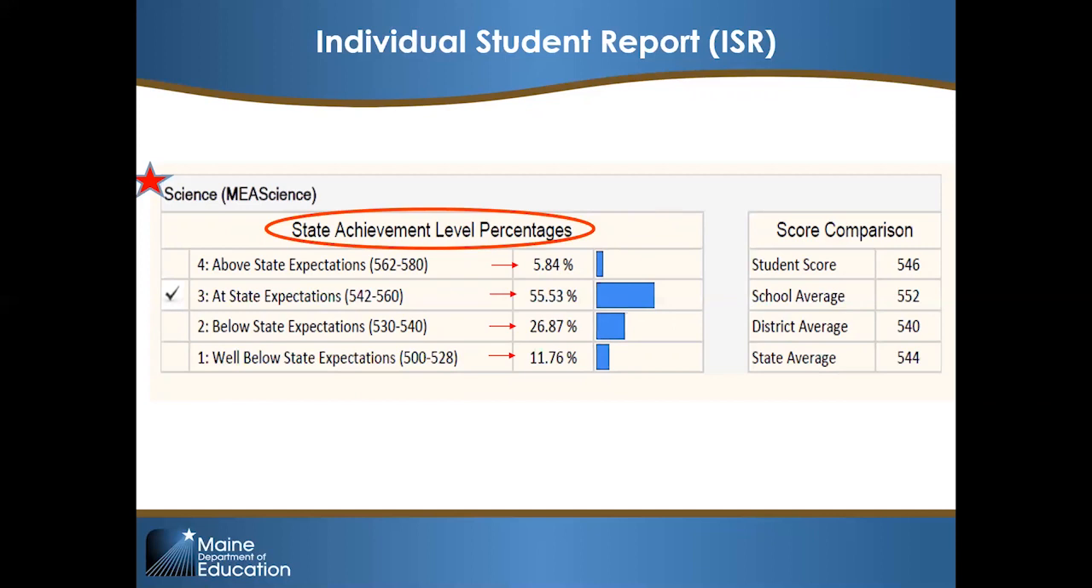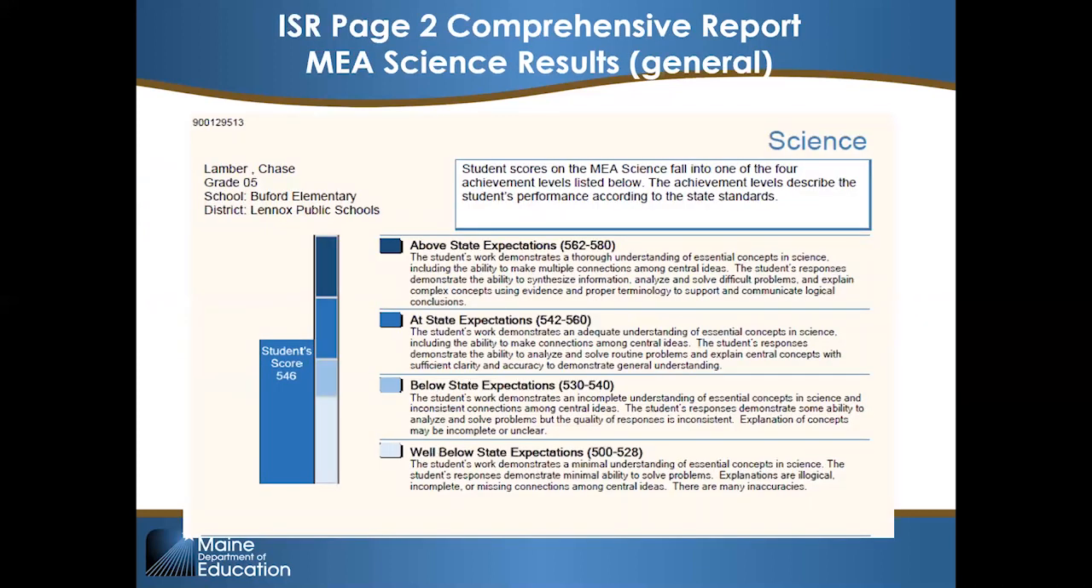On the right, there's a chart that shows the score comparison of the student score of 546 to the school average of 552, the district average of 540, and the state average of 544 for the MEA Science. The single page 1 document we just reviewed provides a summary of a student performance. If families have received the comprehensive student report, pages 2 through 4 provide additional details of each of the 3 assessment content areas.